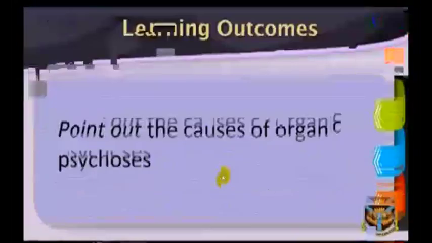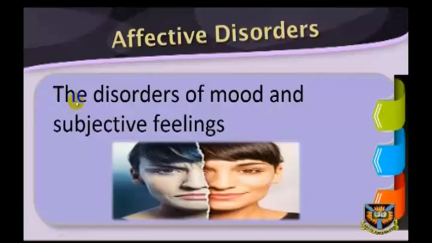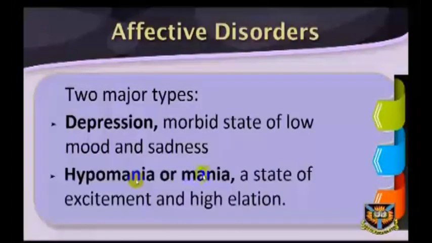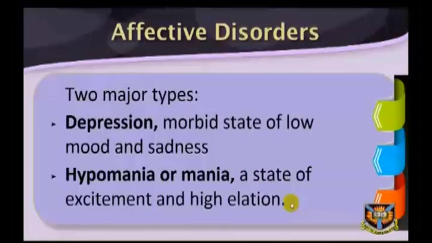The meaning of affective disorders. Affective processes are commonly referred to as feelings, moods, emotions, and temperaments. Therefore, affective disorders are referred to as the disorders of mood and subjective feelings. Two major types of this disorder are depression and hypomania or mania. They represent two extreme continuums of the disorders of mood and affect. On one extreme is depression, which is a morbid state of low moods and sadness, and the other extreme is mania, which is a state of excitement and high elation.